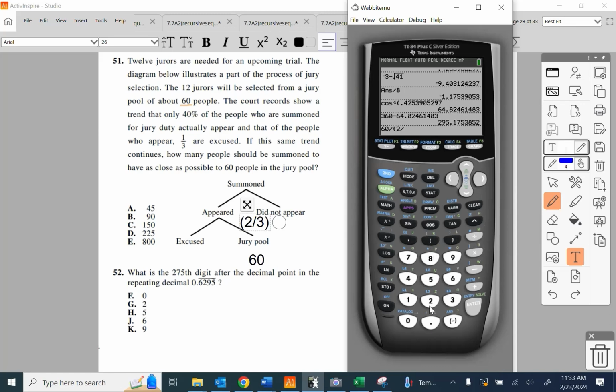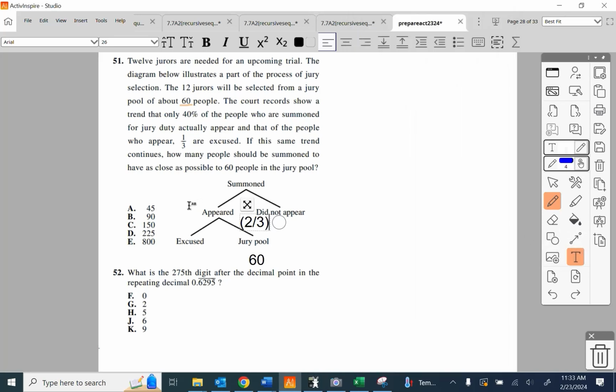It should be 90. 60 is 2/3 of 90. But then again, I'm tired. All right, so it turns out that to get 60 people, 90 people actually have to show up. Now, of the people you summoned, only 40% show up. So same logic, I'm going to work backwards.